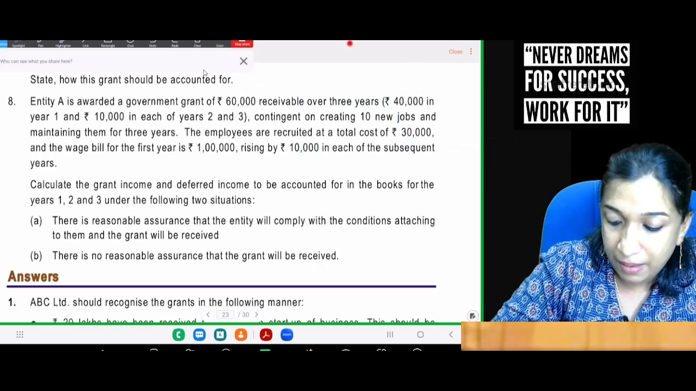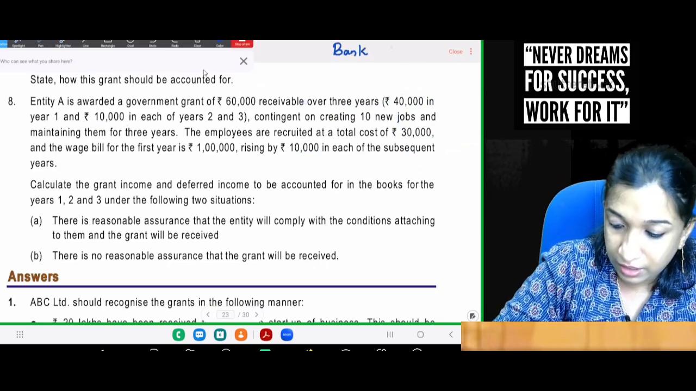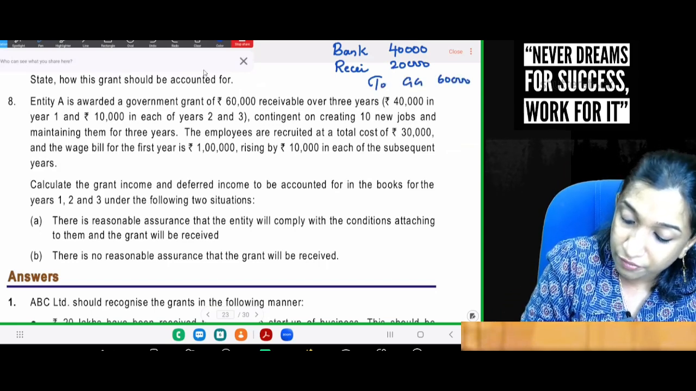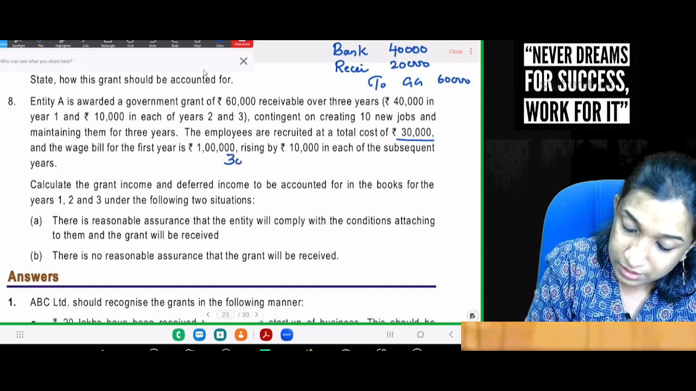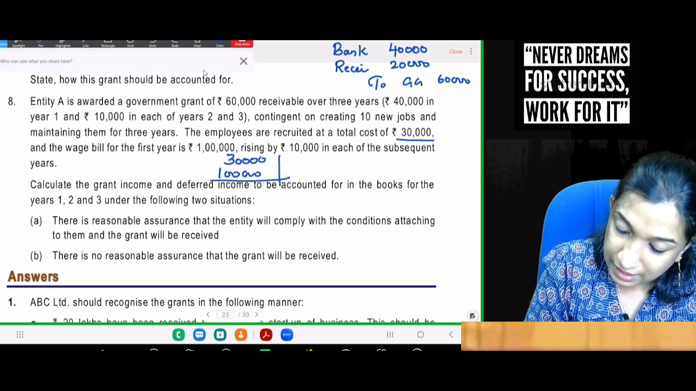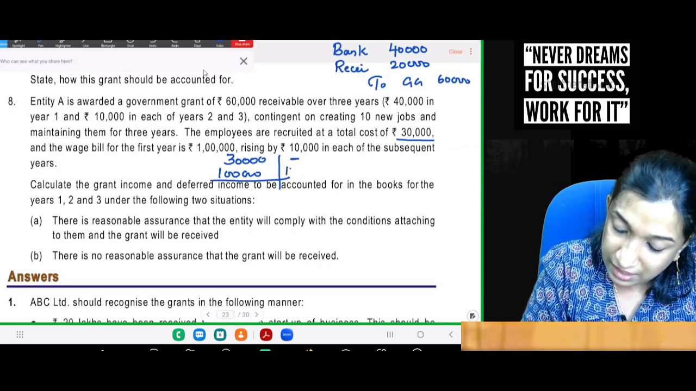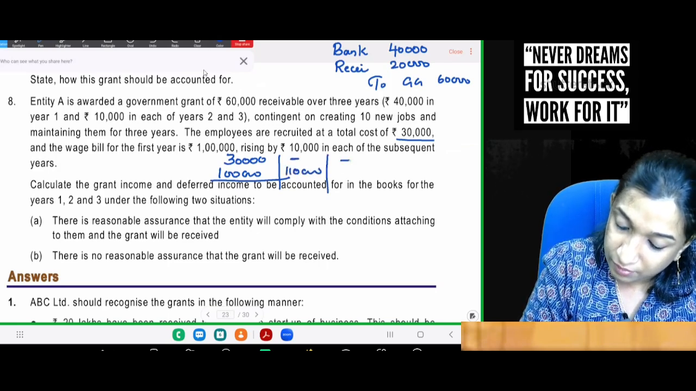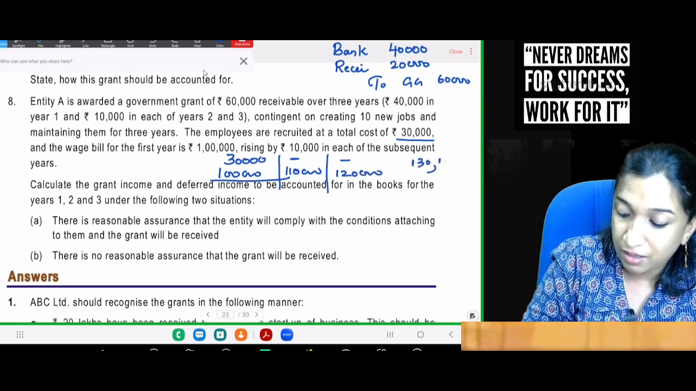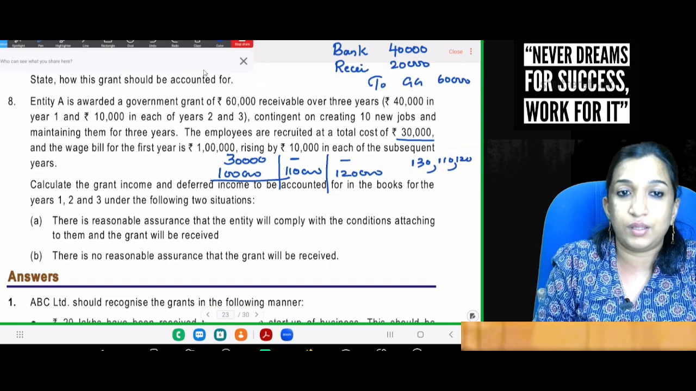So you will pass the entry: bank account debit 40,000, receivable 20,000, to government grant 60,000. And in the ratio of total cost, 30,000 is the recruitment expense and 1 lakh is the wage bill. Second year there is no recruitment expense but 1 lakh 10,000. Third year 1 lakh 20,000. These are the expenses you are incurring: 1 lakh 30,000, 1 lakh 10,000 and 1 lakh 20,000.